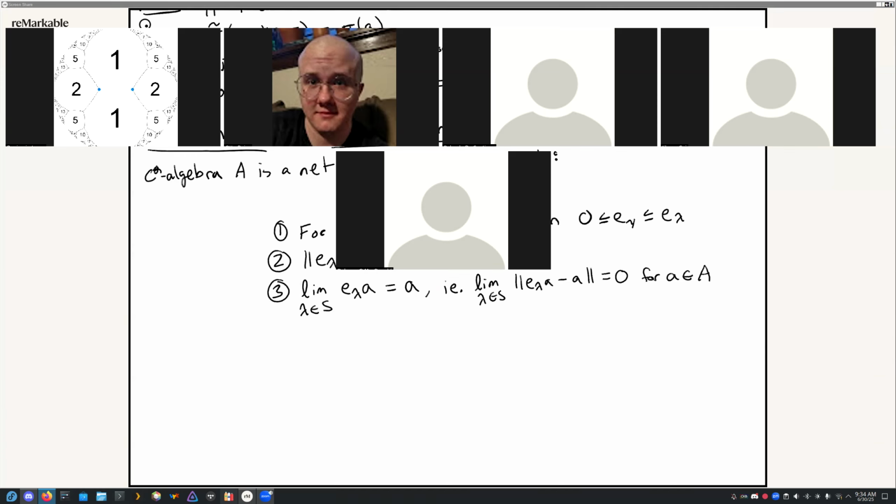So approximate identities are useful tools for when your C-star algebra doesn't have a unit. I know in your notes you have one exercise where you have to come up with an approximate unit for the compacts. And you can also think, for commutative C-star algebras, what would this look like?